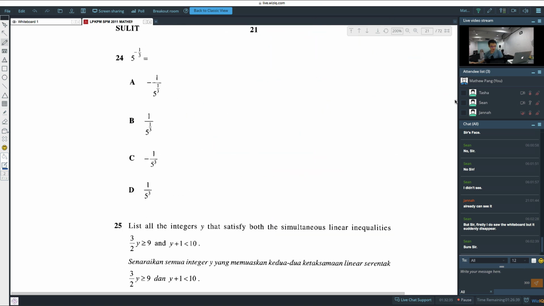Okay, let's move on to 24. The first thing is you have to understand the meaning of negative in power. The negative in power basically means 1 over. So this one means 1 over 5 power 1 over 3. So negative means 1 over the whole thing you have without negative. Whenever you see negative power of 3, it means 1 over a power of 3. When you do 1 over, the negative is gone. Then you are left with something like this. So we got the answer B. Very straightforward.